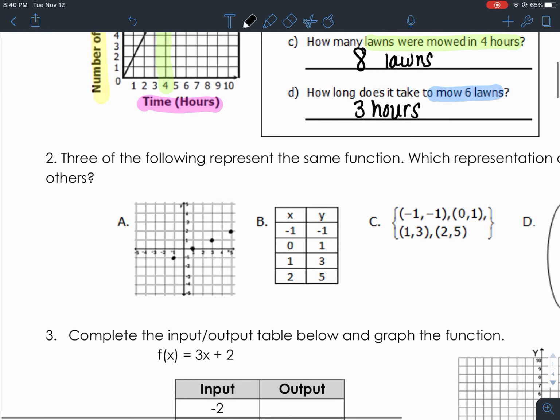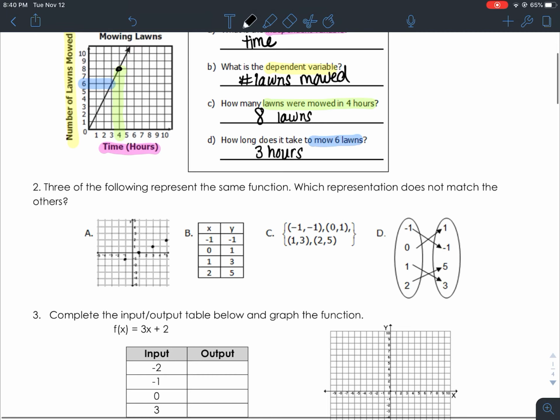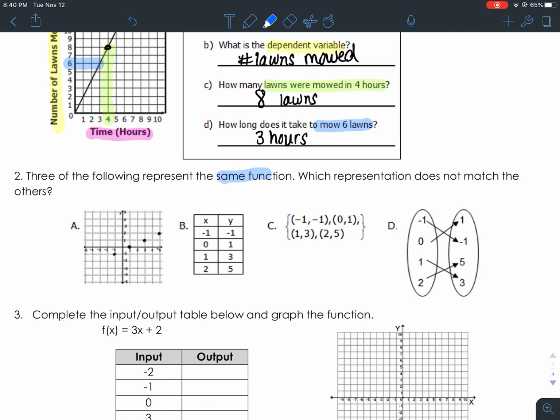Okay. All right, so 3 of the following represent the same function. So that's important information. You want to make sure it's the same. Which representation doesn't match? So I'm going to start with the graph, and we're going to see if we can get it to match. I'm going to check off the table with the graph. So 1, -1 would be here, so that works. 0, 1, that doesn't work. So these two are definitely not a match. I'm going to put that there. They're not a match. Okay, so now we'll check C.